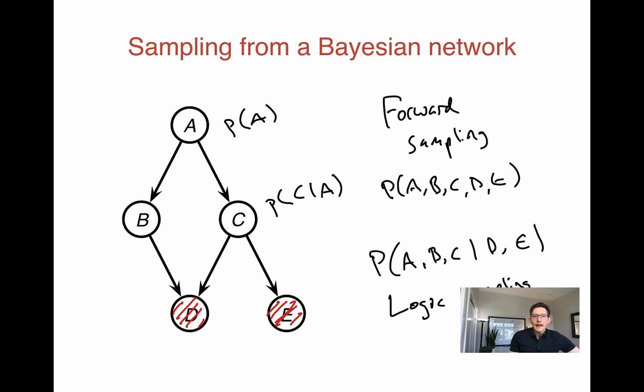So we're going to talk now about some methods for sampling from Bayesian networks efficiently.